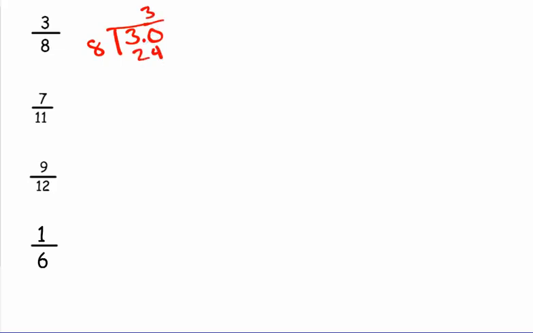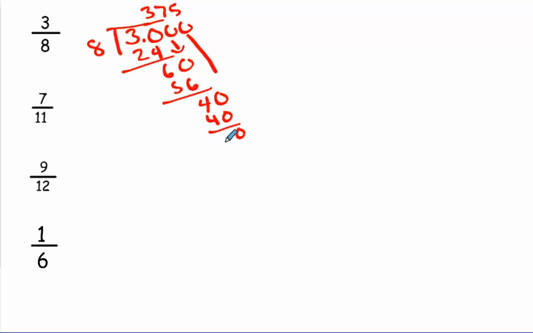That's 24. Subtract. Every time I subtract, bring down the next number. 8 goes into 60 7 times. That's 56. Subtract. Every time I subtract, bring down the next number. 8 goes into 40 5 times. Finally get 40, and I am finished. Bring my decimal straight up.